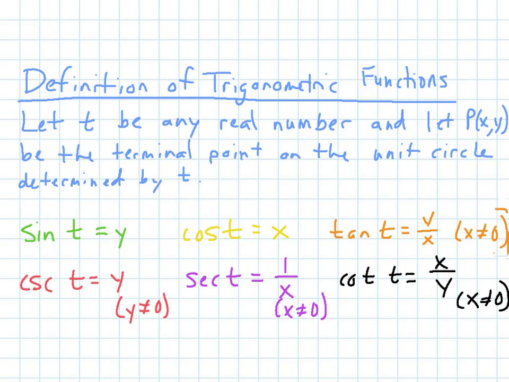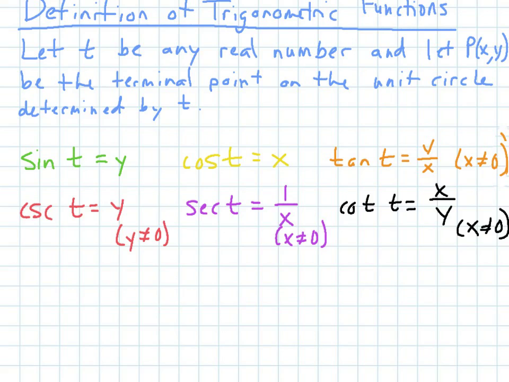So lastly, we'll talk about just a refresher of the definition of trig functions. So let's say let t be any real number, and let P of x, comma y, so your terminal point, be the terminal point on the unit circle determined by t. So depending on what t is, the point xy will be on the unit circle somewhere, depending on how far it is around the circle. So here are your ratios.